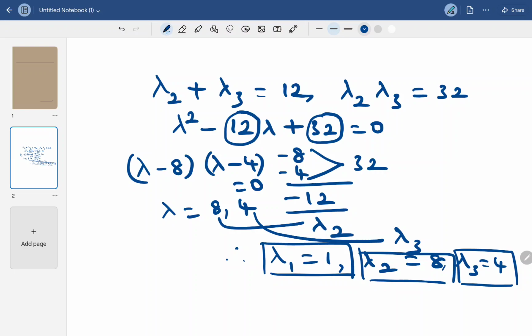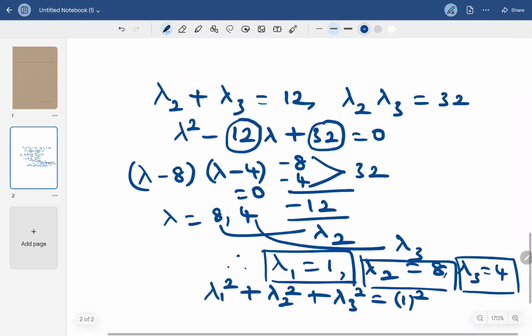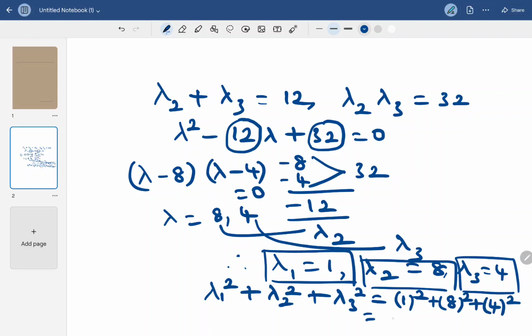Here I have to find the sum of squares of eigenvalues. Sum of squares of eigenvalues means lambda 1 square plus lambda 2 square plus lambda 3 square, that is 1 square plus 8 square plus 4 square. The answer is 1 plus 64 plus 16, which is 81. For this problem, the sum of squares of eigenvalues is 81.